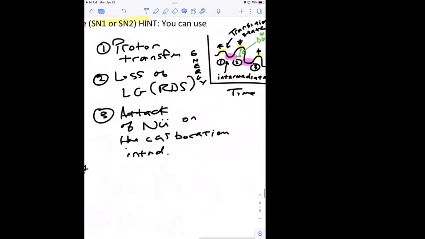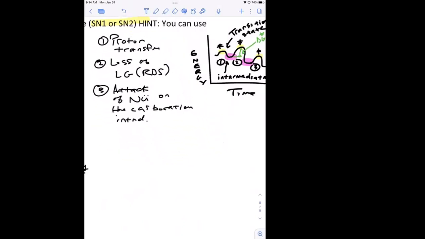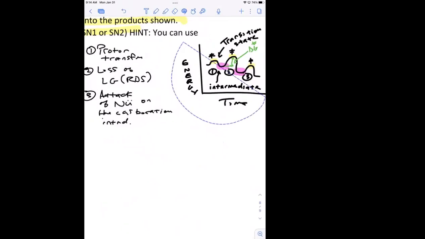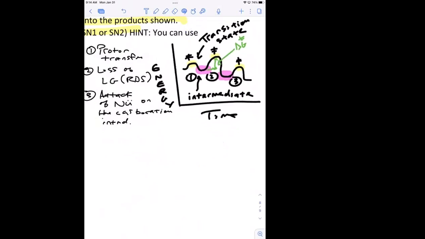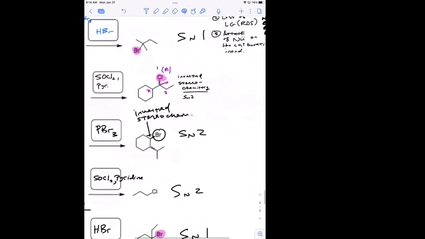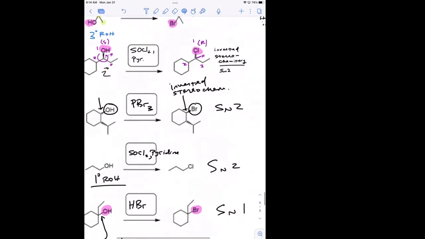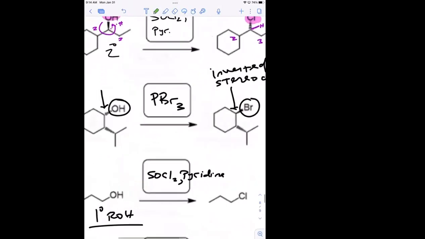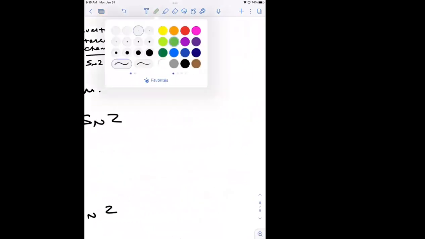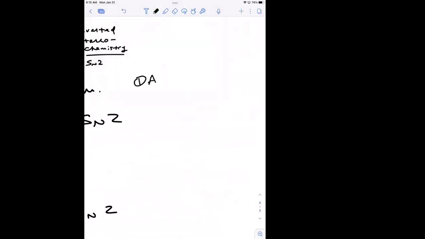Sorry. I'm trying to shrink this so I can make that diagram bigger. Is it 2? 2 steps. What's the first step? Proton transfer. Okay, let's see. Is there a proton transfer step in the PBr3 reaction? I think it's just the OH directly attacking. Yeah. So for this reaction, there's no proton transfer. For the first step, there's going to be attack of OH.